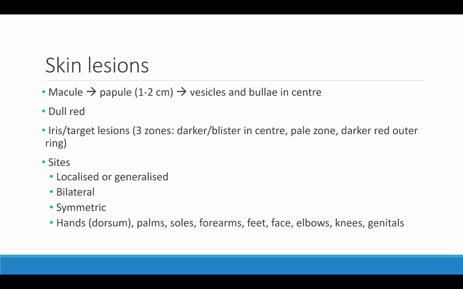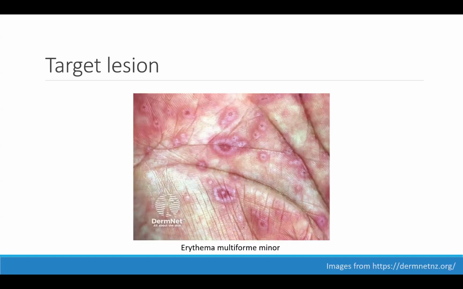And common areas affected are the hands, such as the dorsum of the hands, palms, soles, forearms, feet, face, elbows, knees, and genitals. So this is the picture of a target lesion, and you can appreciate the 3 zones.